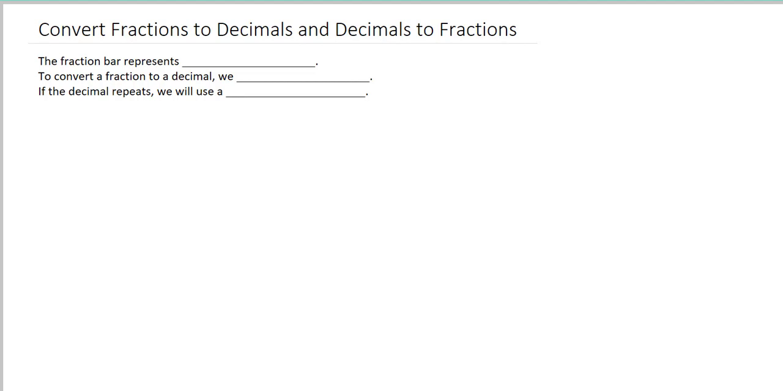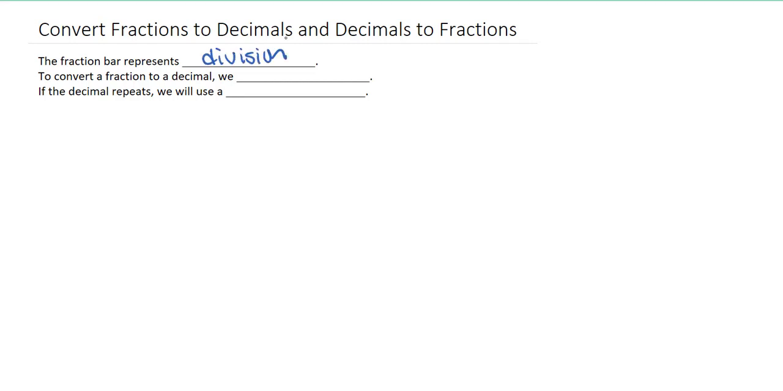Convert fractions to decimals and decimals to fractions. So the fraction bar represents division. And then to convert a fraction to a decimal, we just go ahead and divide. And if the decimal repeats, we're going to use a bar that goes over the number.